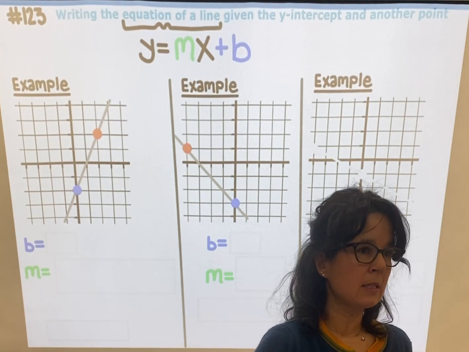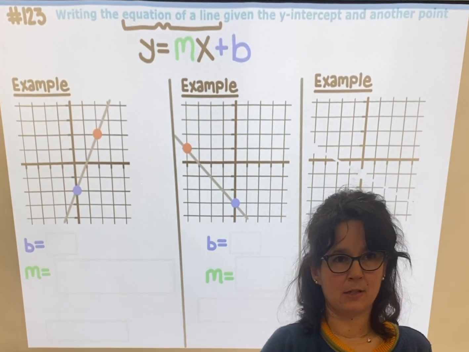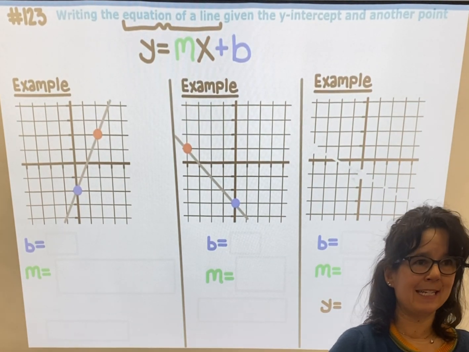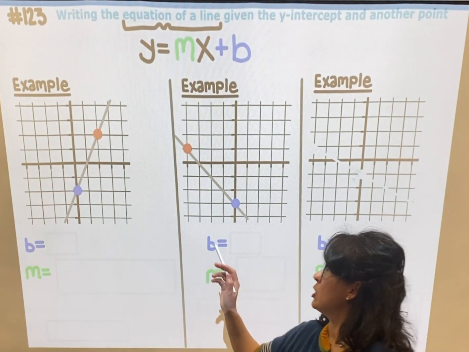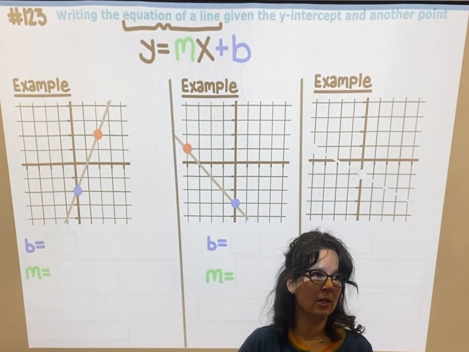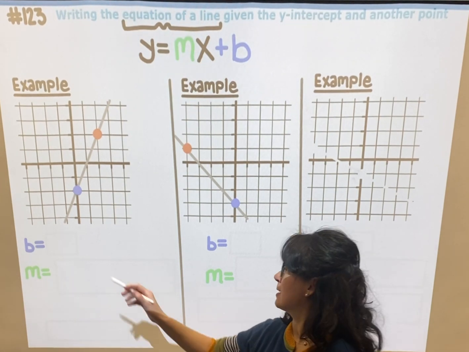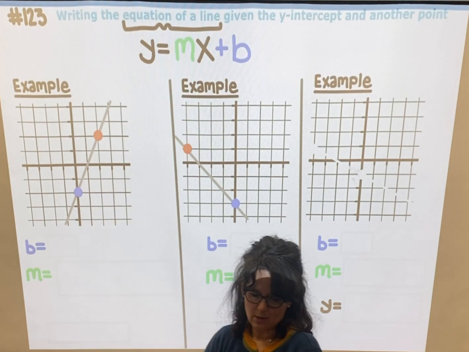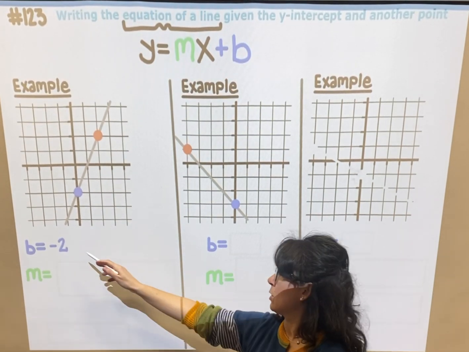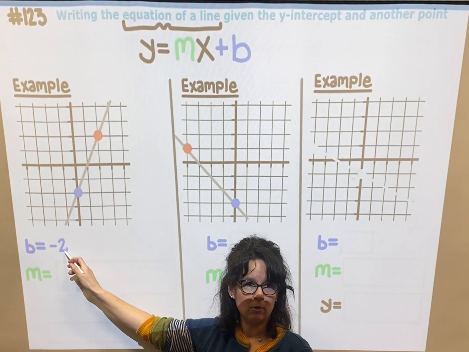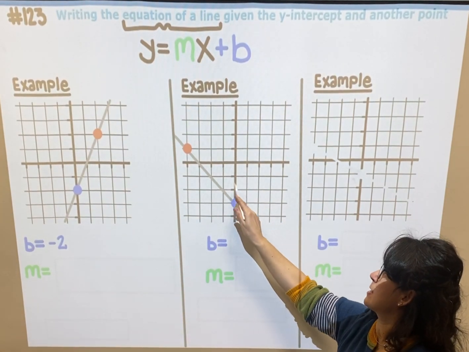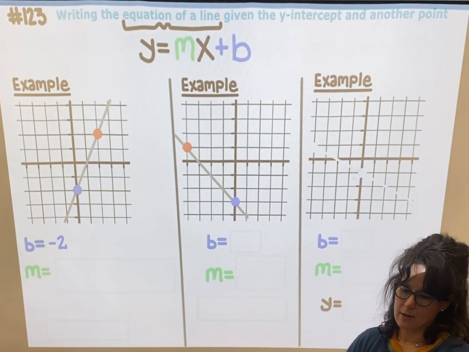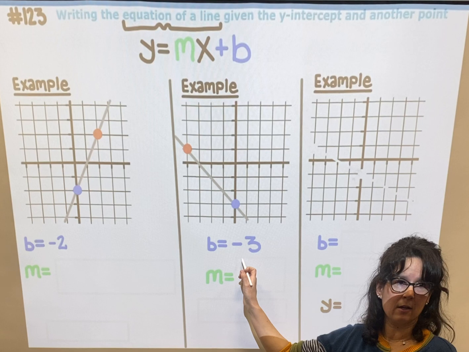On these ones, they're going to give you the y-intercept in the graph. Now we'd have to do a little bit more work if they didn't, but that's another day. Okay, so when you look at this, the very first thing you should notice is where is it crossing the y-axis? This one is crossing the y-axis at -2. So that means that the B is -2. This one is crossing at -3. So for this line, the B is -3.